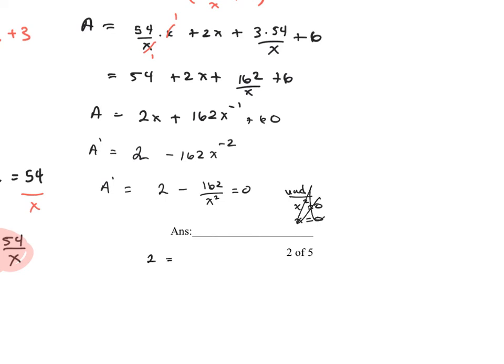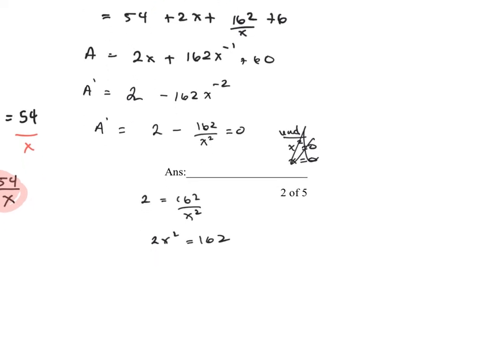I'd have 2 equals 162 over x squared by adding that 162 over x squared to both sides. Multiply both sides by x squared. I'd have 2x squared equals 162. Divide both sides by 2. I'd have x squared equals 81. Take the square root of both sides. I'd have x equals plus or minus 9.